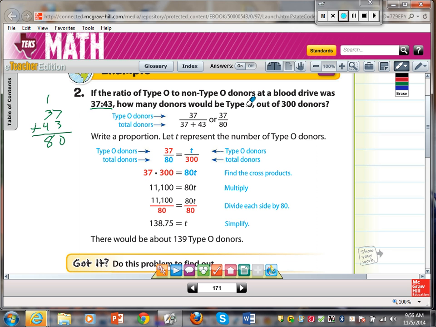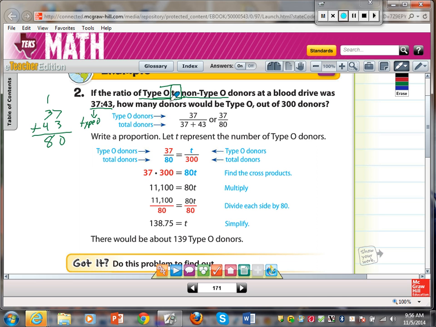And then they tell you the ratio of type O to, remember your 2? So they're comparing the type O to the non-type O. So type O has to go on the top, or has to be first, and then non-type O. So if you see this ratio here, they show you 37 first, and they name type O first. So that means that the 37 is type O, and the 43, which is afterwards, 37 to 43, type O to non-type O, right? So these are non-type O.